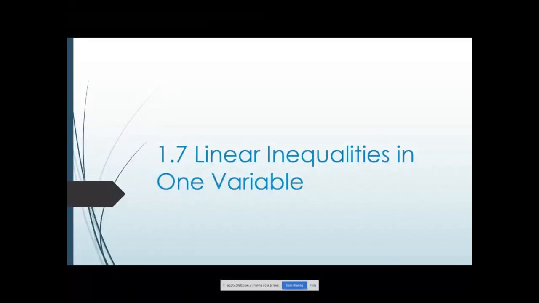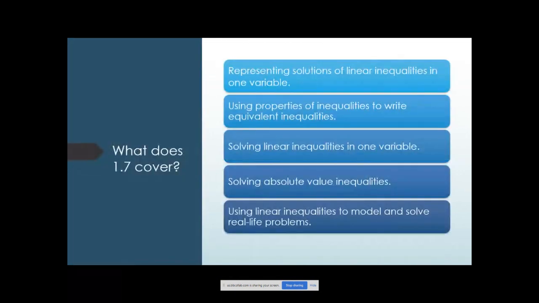All right, so here we go. Solving linear inequalities in one variable, 1.7. So 1.7 covers representing solutions of linear inequalities in a variable, basically how you give the solution, using properties of inequalities to write equivalent inequalities, solving linear inequalities in one variable, solving absolute value inequalities, and using linear inequalities to model and solve real-life problems. So today I'm going to go through the process of solving linear inequalities and solving absolute value inequalities.